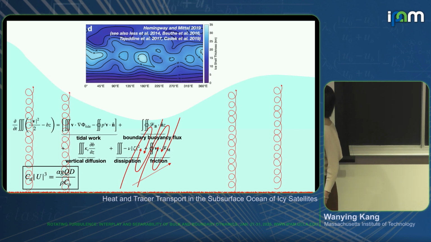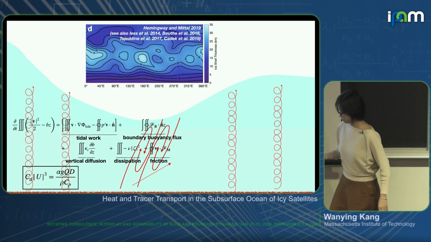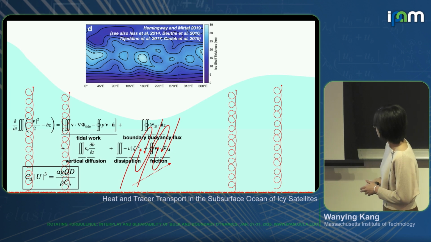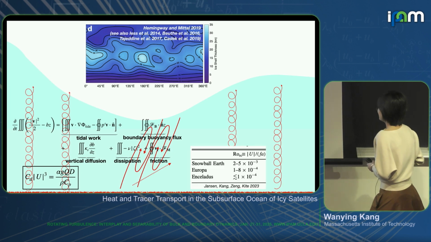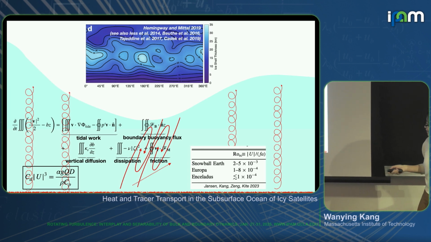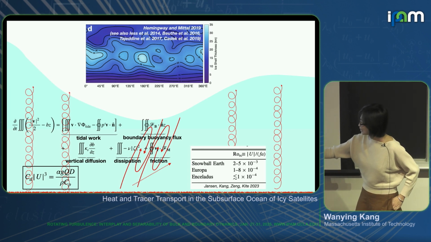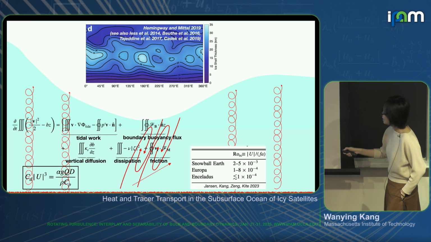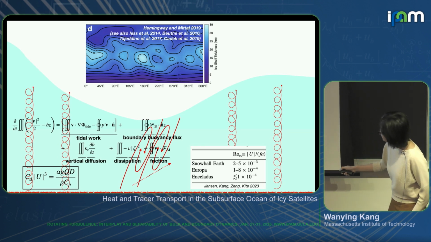Usually you would have dissipation in the interior as well, but we ignore that, right? So we then estimate this velocity and calculate this true Rossby number using the result from this energy balance. Then we get this result, right?